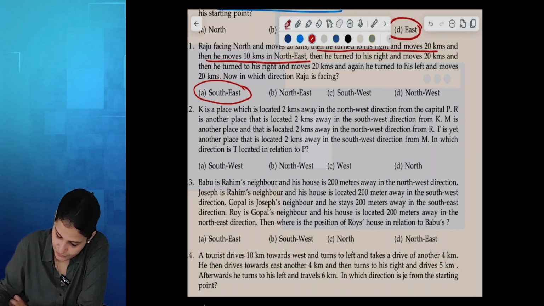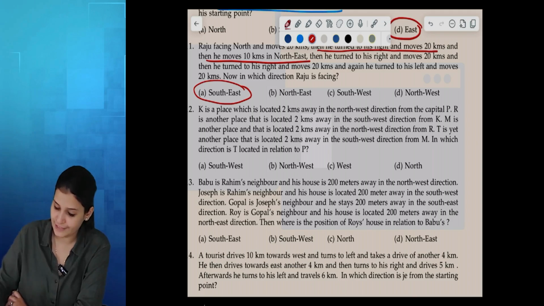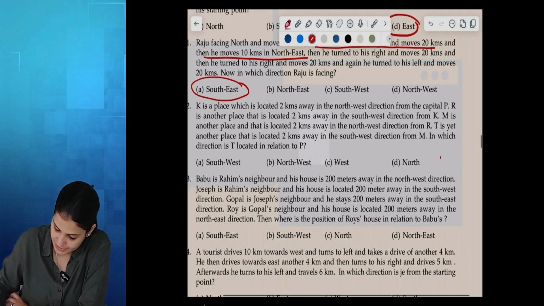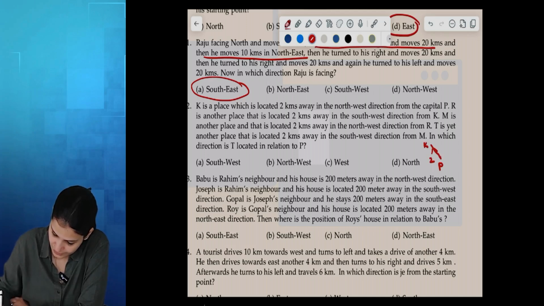K is a place which is located 2 kilometers away in the northwest direction from the capital P. So if this is P, northwest. This is K. R is another place that is located 2 kilometers away in the southwest direction from K. So from K, southwest direction.